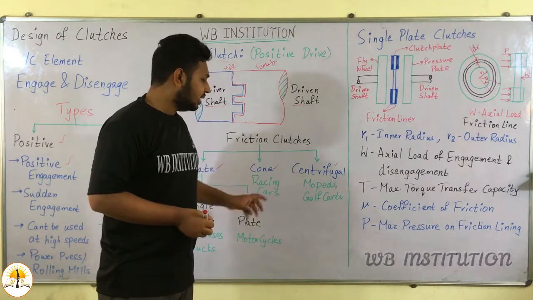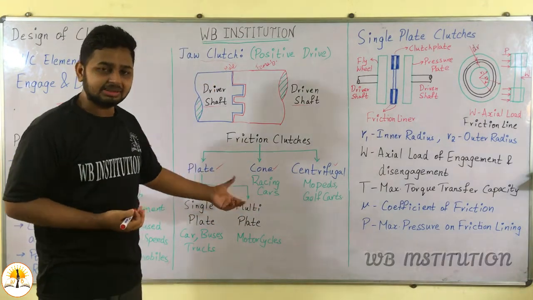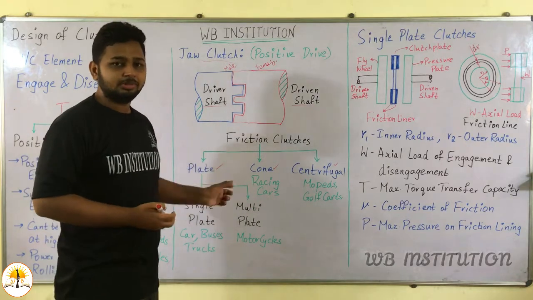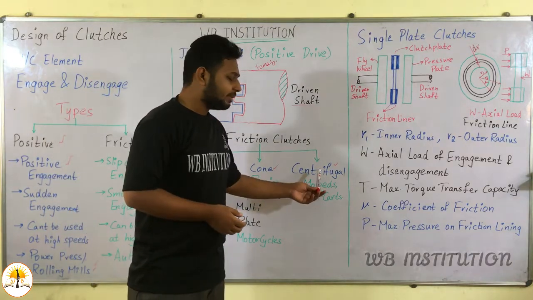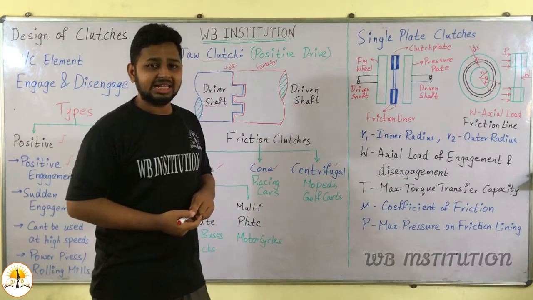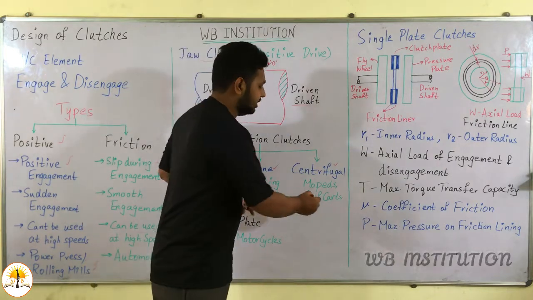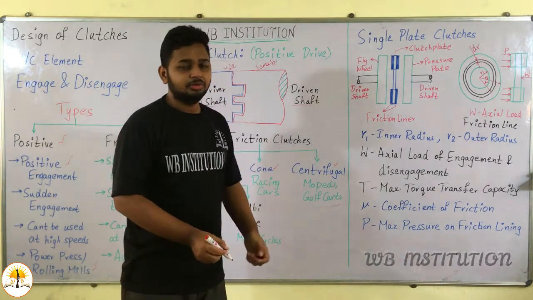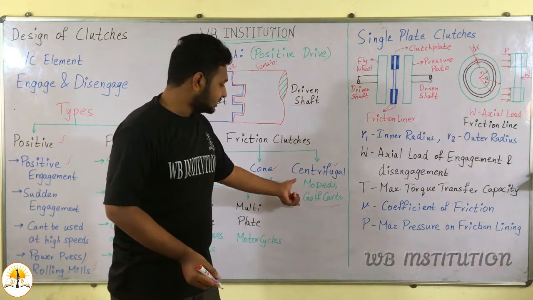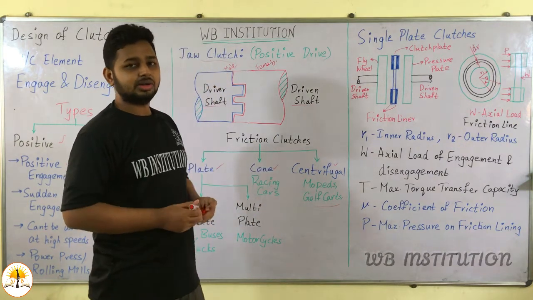And centrifugal clutches are a totally different type of concept from plate and cone type of friction clutches. So this type of centrifugal clutch is used in mopeds and also in golf carts. So we can see in golf carts this type of friction clutch is used.